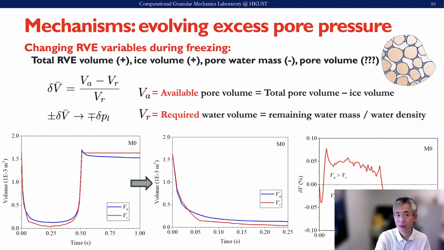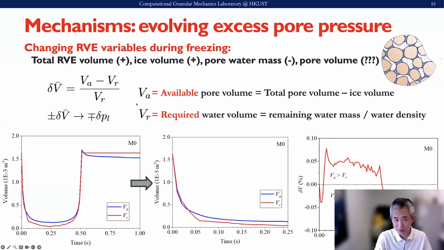And we further analyze the mechanism. Indeed, excess pore pressure is generated during this freezing process. The total volume is the sum of the soil solid volume, pore water mass, and also pore volume. So there'll be an available pore volume, we call VA here, which is the total pore volume minus the solid volume. But then the required water volume is basically water mass over water density.